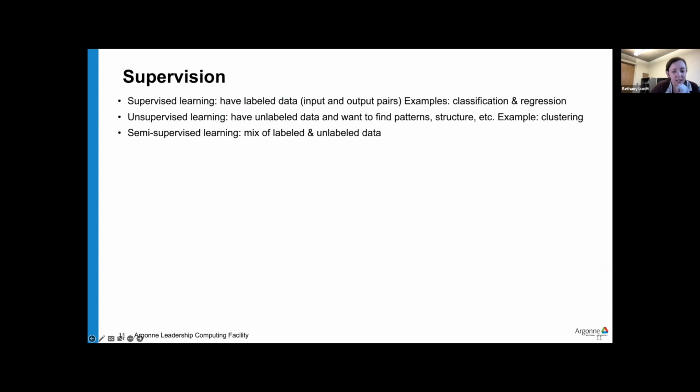We touched on this vocabulary before, but I wanted to lay it out explicitly and remind everyone. Supervised learning refers to when you have labeled data, like input and output pairs. So classification and regression are definitely supervised learning. In unsupervised learning, you have unlabeled data, and clustering would be an example. And semi-supervised learning could be when you have a mix of labeled and unlabeled data to learn from.